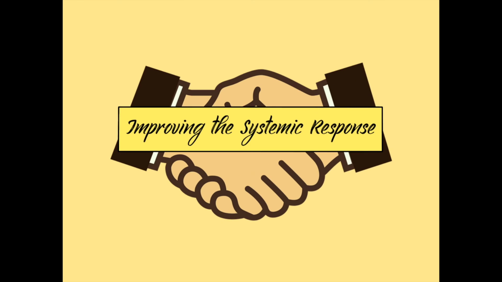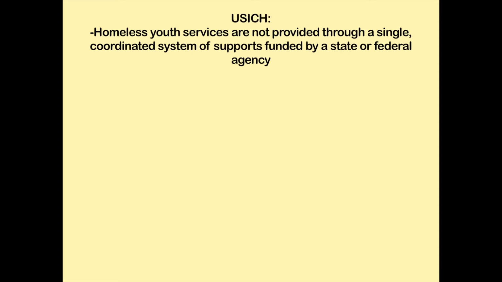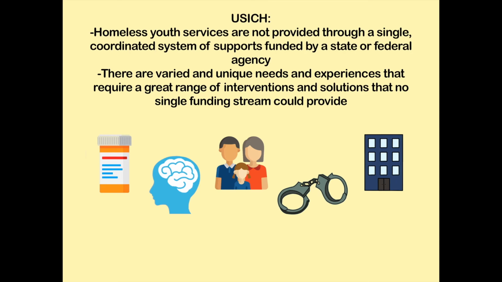The final initiative stated by the NEH is improving the systemic response. As said by USICH in their Opening Doors plan, unlike child welfare or juvenile justice systems, homeless youth services are not provided through a single coordinated system of supports funded by a state or federal agency. There are varied and unique needs of youth homeless experiences that require a great range of interventions and solutions that no single funding stream can provide.